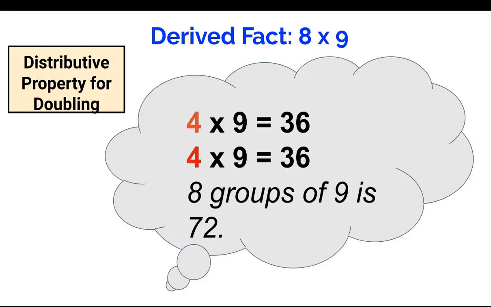Now, what if I thought about that as 8 times 9 or 8 groups of 9? I could think of it as 4 times 9 and 4 times 9. I used kind of a doubling strategy. I know that doubling 4 is 8, so 4 times 9 and 4 times 9 is 36 and 36. 2 groups of 36 is 72.